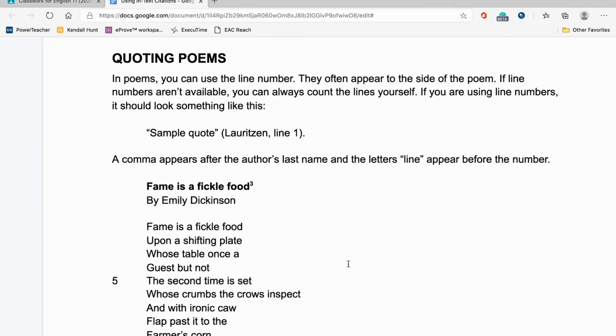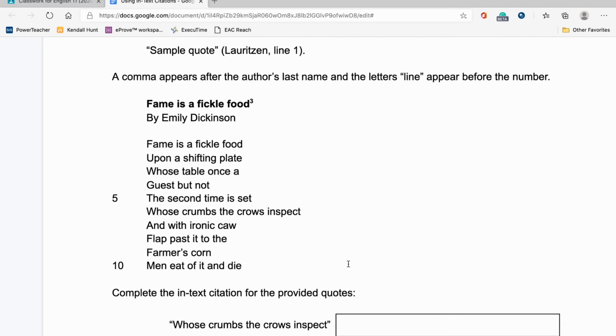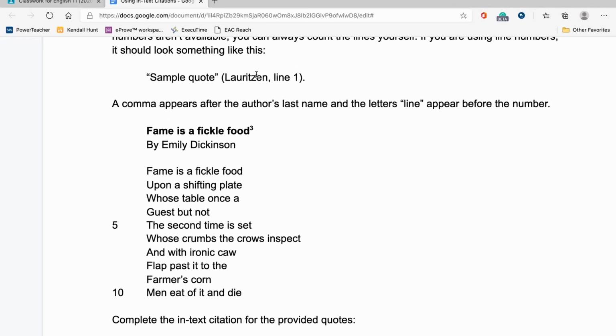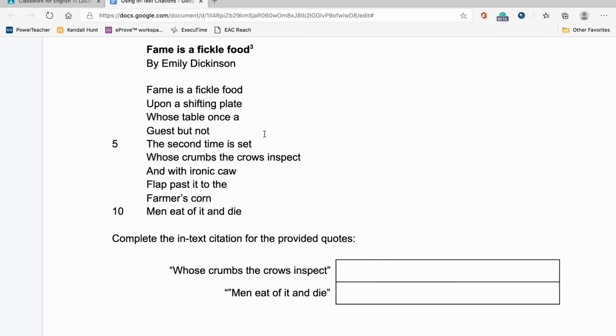Okay, and one last example. Let's say you're quoting a poem. Poems, we don't usually refer to them by their page number, though you could if it's in a printed book. And we don't usually refer to them by paragraph numbers. We use line numbers. So here's a poem, and it would look like this. So you have your sample quote, the author's last name, comma, you write line or lines if it's more than one, then you put the number in parentheses and period.